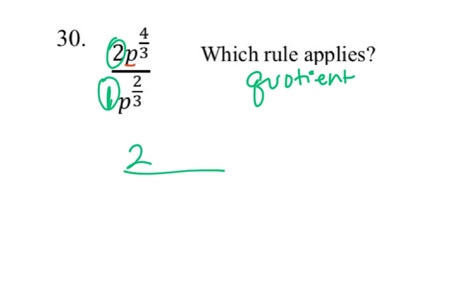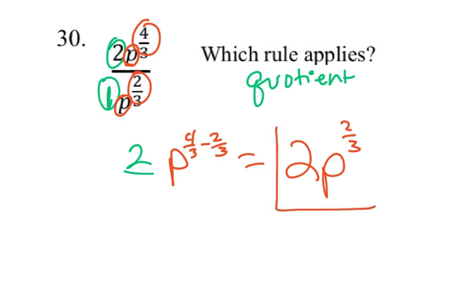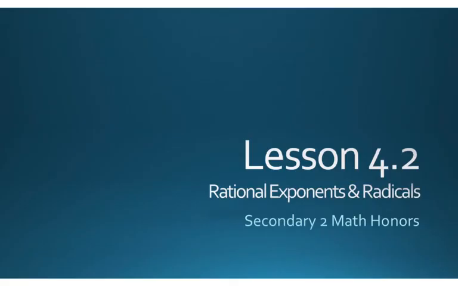Now you look at the p's. They've got the same base. Actually, I'm going to erase part of my fraction bar first. So I'm going to have p to the exponent minus exponent. So 4/3 minus 2/3. So that's going to give me 2p to the 2/3 power, because 4/3 minus 2/3 is 2/3. And so that's what that's going to be with a positive exponent. Okay, we'll do the last part of this lesson in part 3.